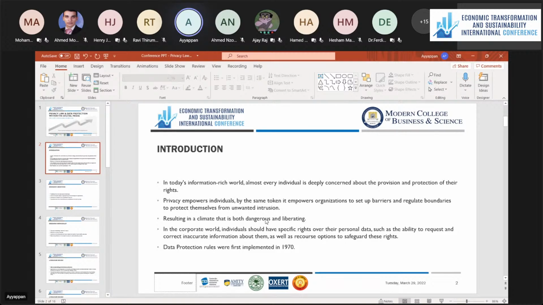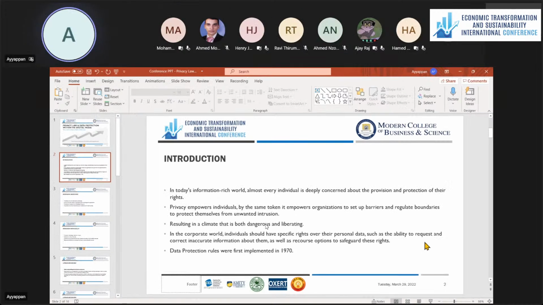As we all know, in today's information-rich civilization, almost every individual is deeply concerned about the provision and protection of their rights. Privacy is a crucial right that is vital for independence and the preservation of human dignity. Privacy not only empowers individuals, by the same token, it empowers organizations to set up barriers and regulate boundaries to protect themselves from unwanted intrusion, allowing them to decide how they wish to engage with outsiders.